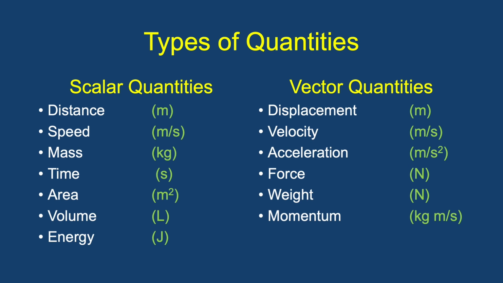Types of quantities. There are the units that we have. Distance and displacement both use metres. Speed and velocity both use metres per second. We can use kilometres per hour. We can, but we have to convert it to metres a second.